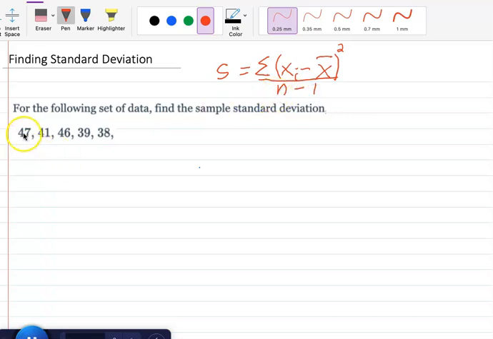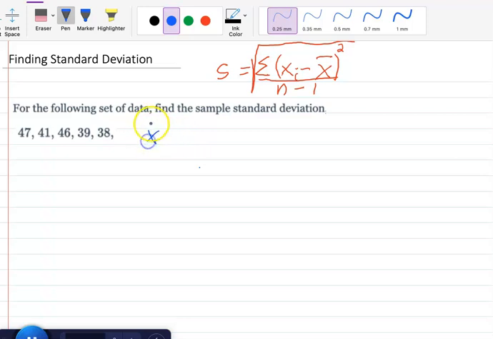So n is 5. We have 5 numbers minus 1, so we're going to divide by 4. Once we do that, we take the square root of the final answer. So that's a square root, okay? So let's get started to find the mean.